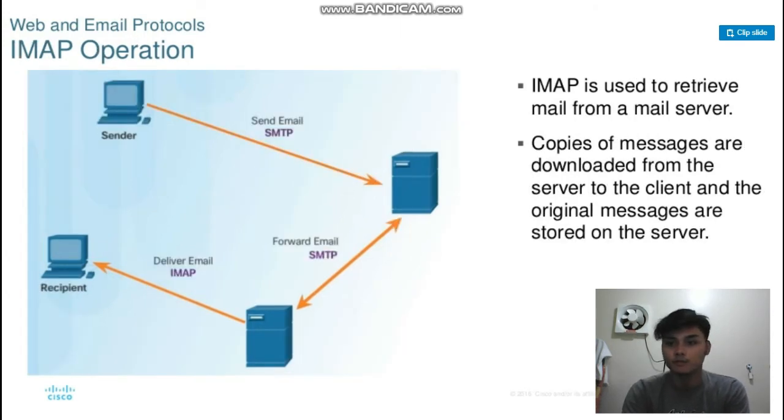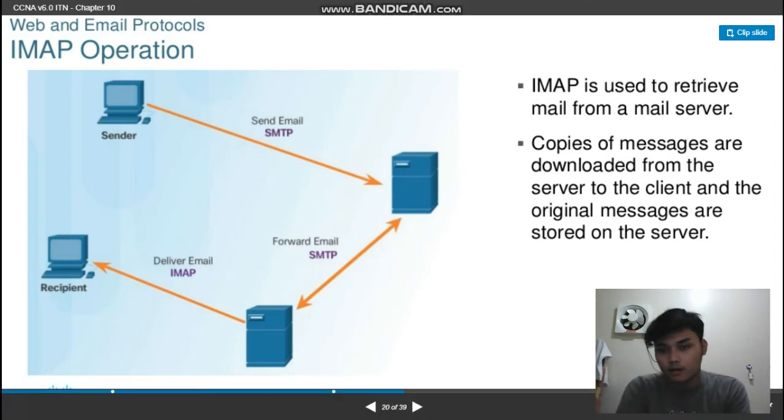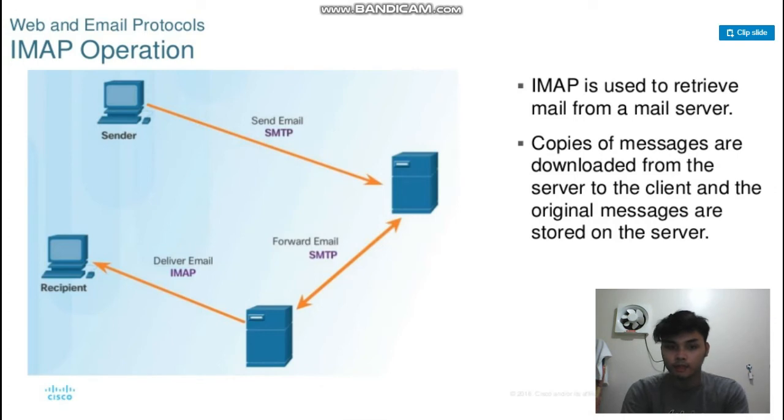So IMAP is used to retrieve mail from the mail server. Copies of messages are downloaded from the server to the client and the original messages are stored on the server. So for IMAP, it can retrieve mail or the deleted mail.